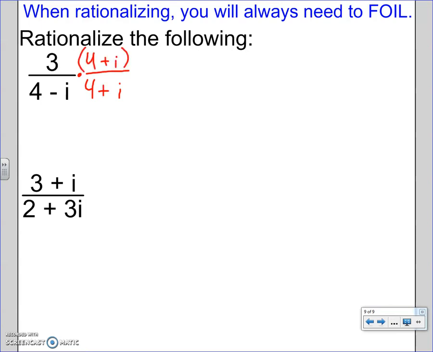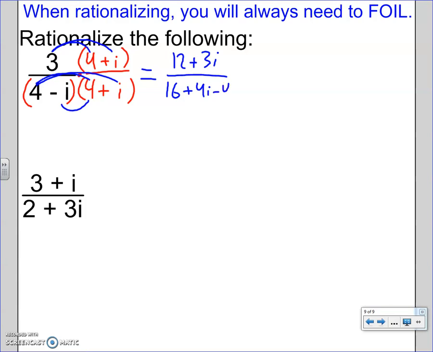Now if it helps, you can put parentheses here, but we're going to have to FOIL or distribute. So I'm going to do the top. I'm going to distribute 3 to both of these. I get 12 plus 3i. On the bottom, I'm going to distribute or FOIL. 4 times 4 is 16. 4 times positive i is positive 4i. Then this inside, negative i times 4 is negative 4i. Then negative i times positive i is negative i squared.